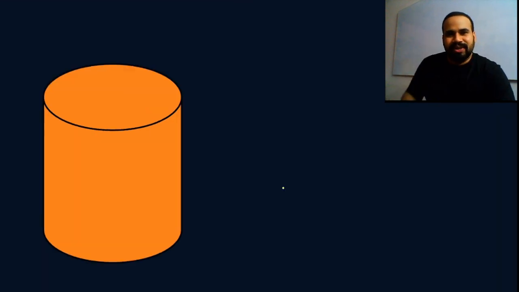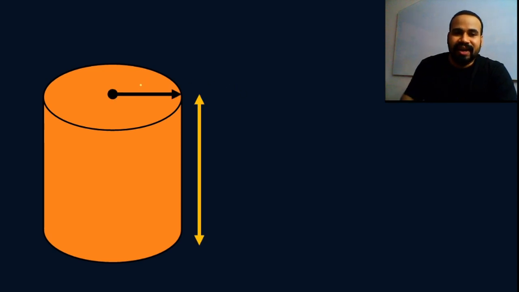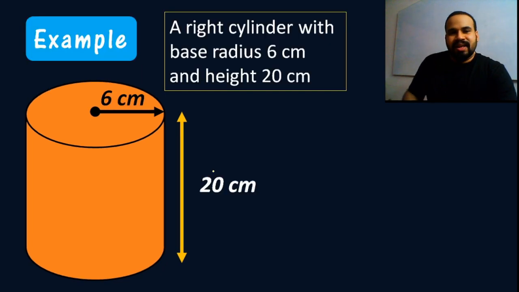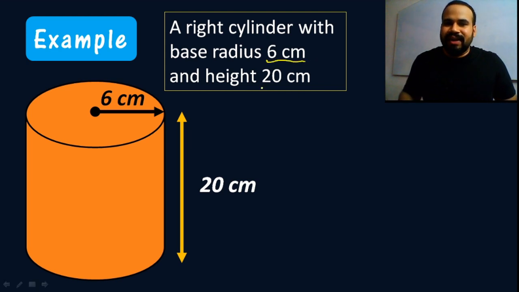In geometry, to define any cylinder, we use two measurements. One is the radius of the base. The second one is the height of the cylinder. Just to give you an idea, we'll take an example. A right cylinder with base radius 6 centimeters and height 20 centimeters would look something like this.